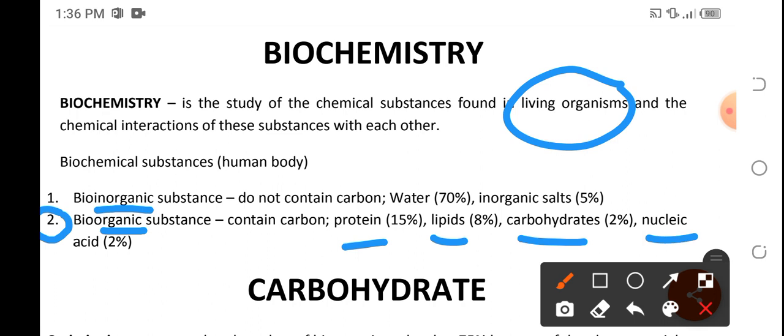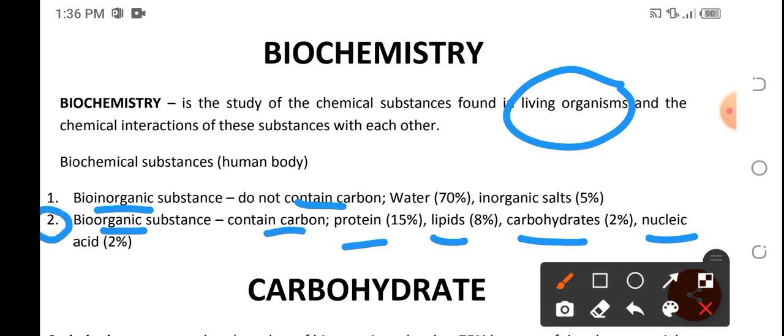So for the whole semester, ito at saka yung mga interactions nila ang ating aaralan. Nevertheless, meron din naman tayong bioinorganics, hindi rin dapat natin siya balewalain, they are of equal importance with bioorganic. However, hindi natin sila i-discuss for this course. Okay? So, when we say bioinorganic, they do not contain carbon atoms. And for organic, they contain carbon.